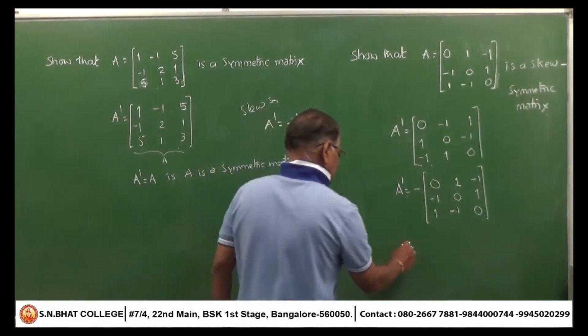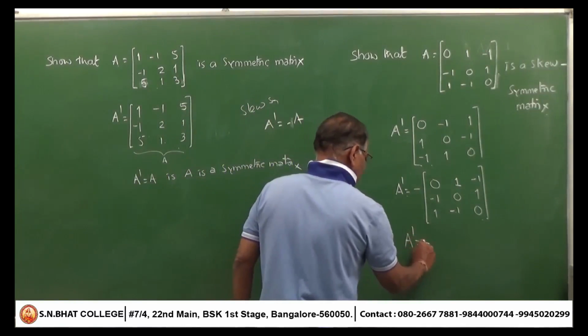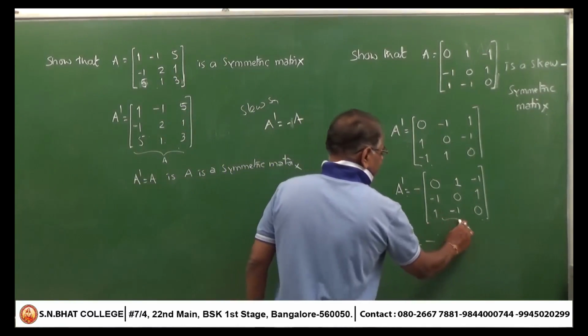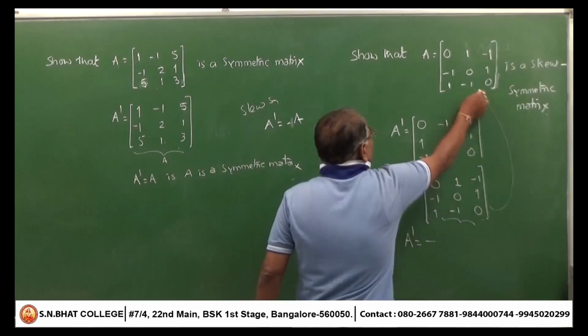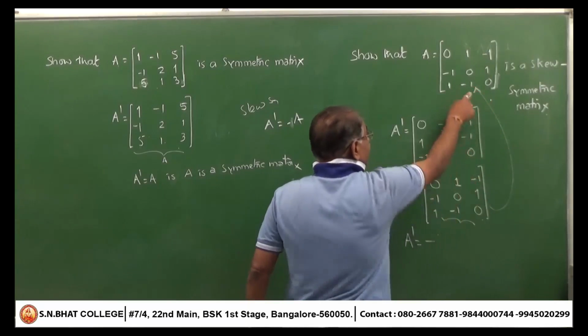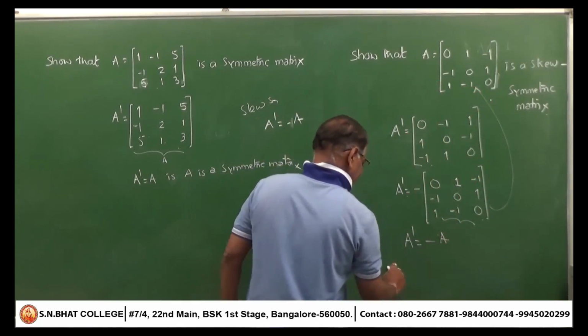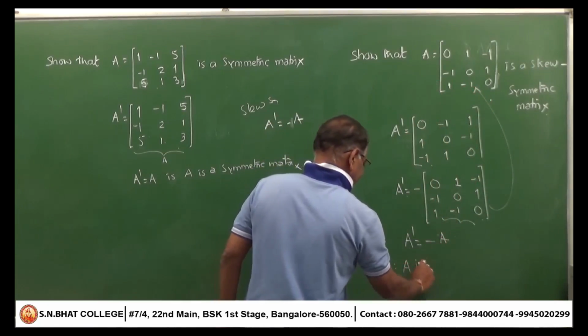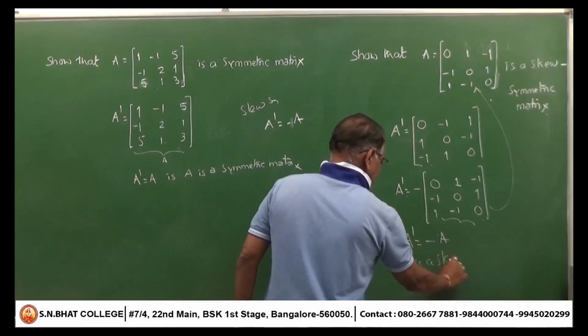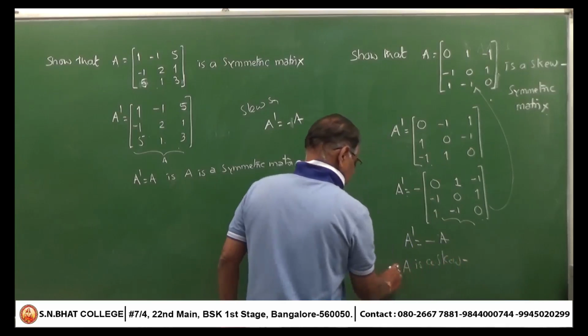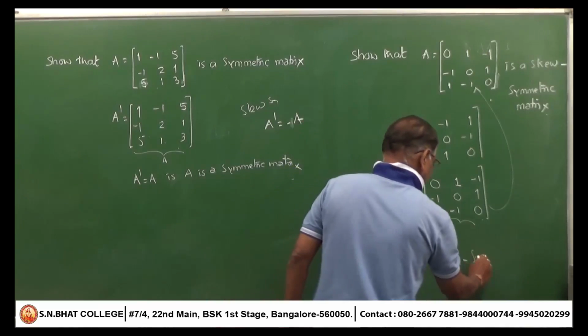Therefore, A transpose is equal to, write the minus sign. This matrix is nothing but the matrix A. A transpose is minus A. Therefore, A is a skew symmetric matrix.